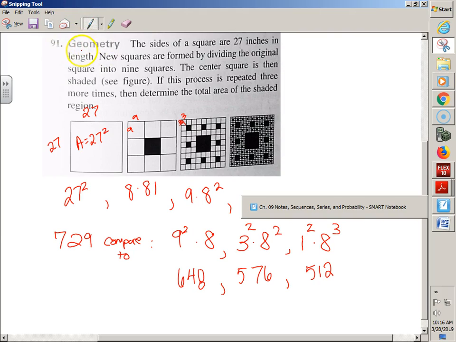So it's called geometry, not because it's geometric. It's called geometry because literally they're talking about shapes. So that's just something for you guys to realize.